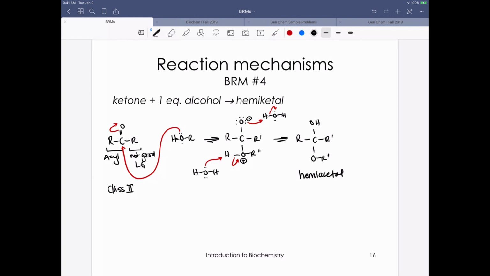And in this case, it generates, oops, this is not a hemiacetal, apologies there. This is a hemiketal because we started with a ketone. Apologies for that. We start with a ketone here, and so we generate a hemiketal. So the reaction mechanism is pretty straightforward with this guy.